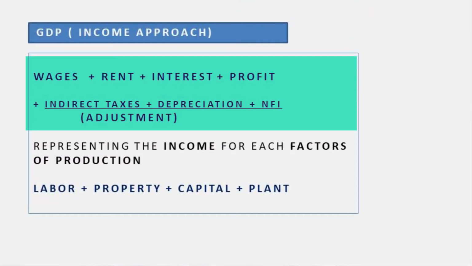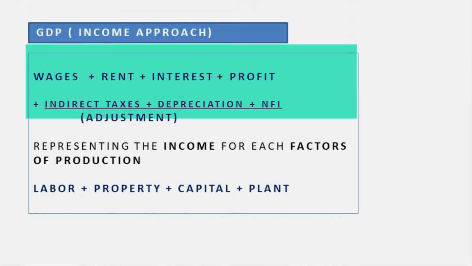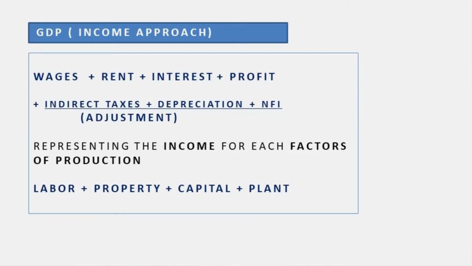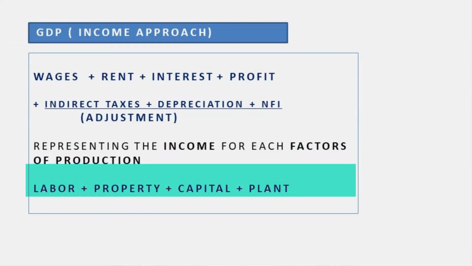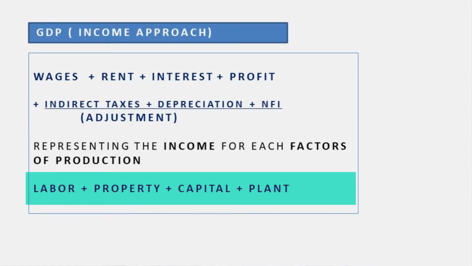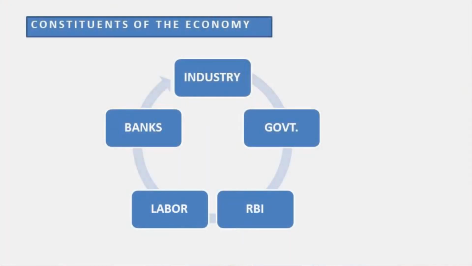GDP, as per the income approach, is the sum of wages, rent, interest and the profit plus some adjustment factors like the indirect tax, income plus the depreciation and NFI. Now these are basically the income towards the various factors of production, respectively labor, property, land, capital and the plant and machinery.